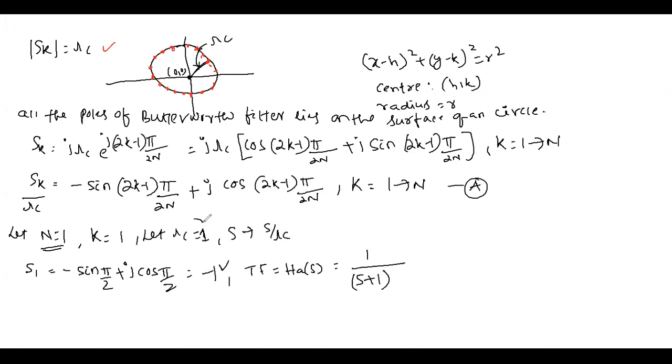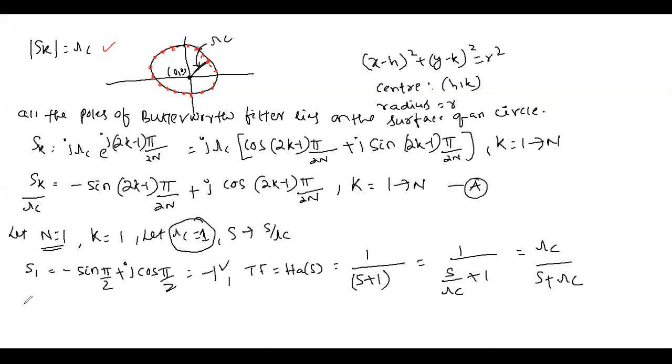Now initially I took omega_c equals 1. Now what is the transfer function? It's 1 by (s by omega_c plus 1), because I initially took omega_c as 1. Now replacing s by s by omega_c, it is omega_c by s plus omega_c. Okay, now this is for n equals 1.